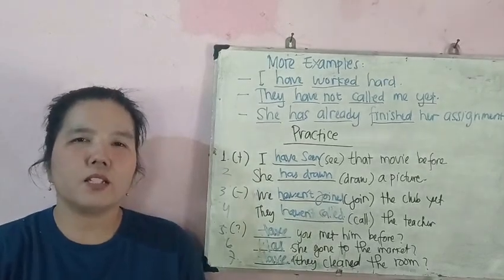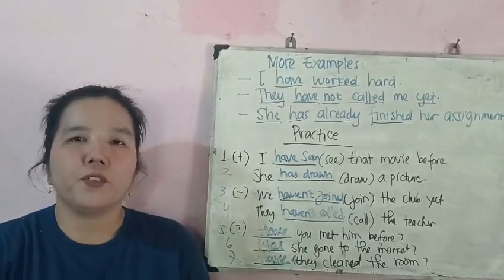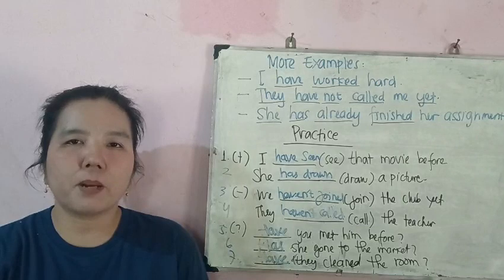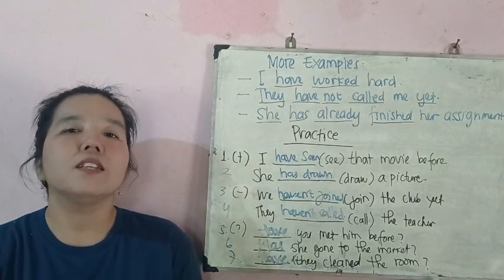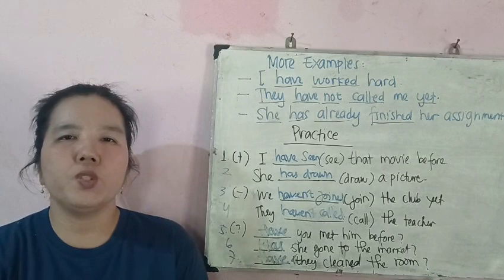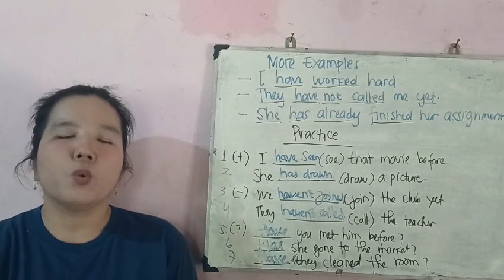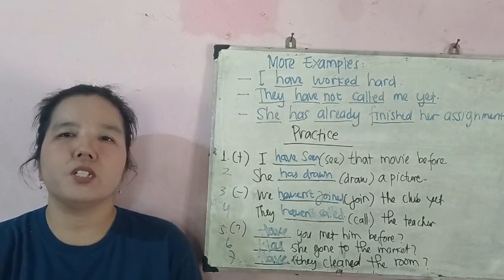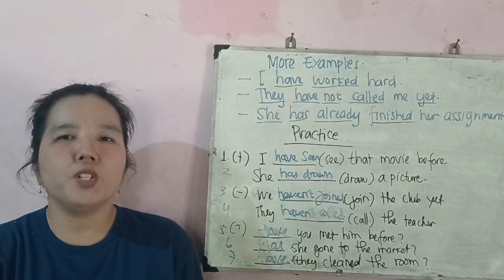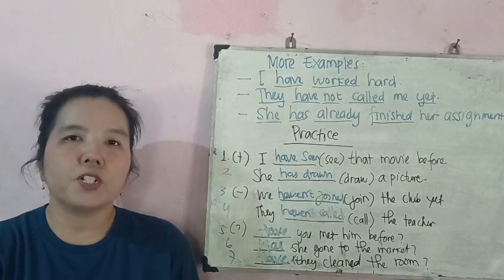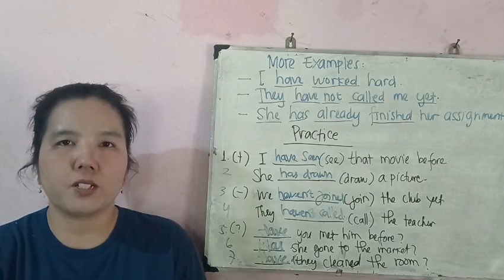Now, what is the future tense? Future tense is used to talk about something that will happen after now, in the future. We usually use will for decisions, promises, or predictions. And we use going to for future plans or intentions.